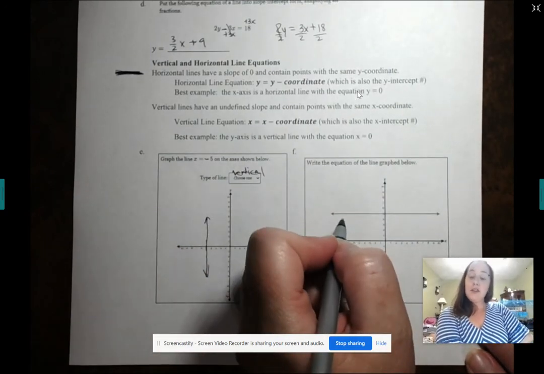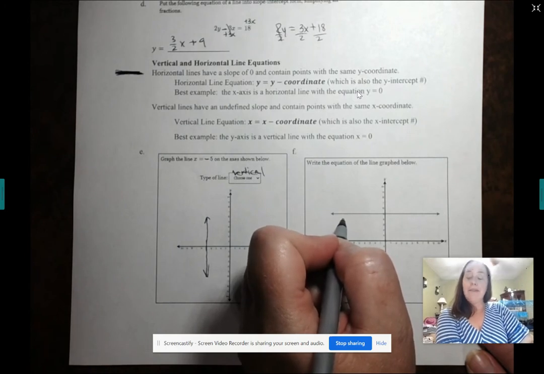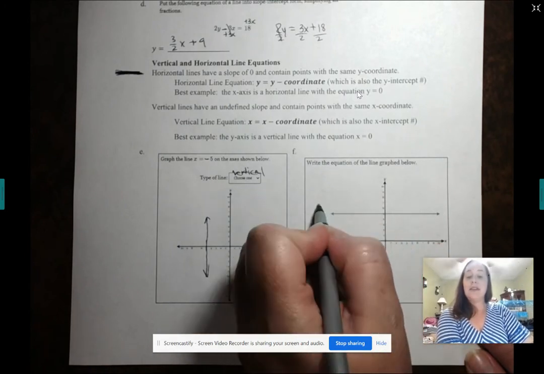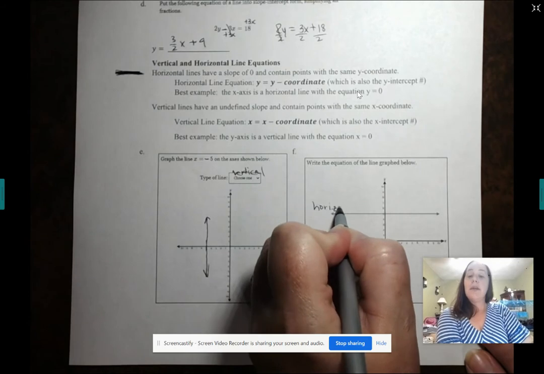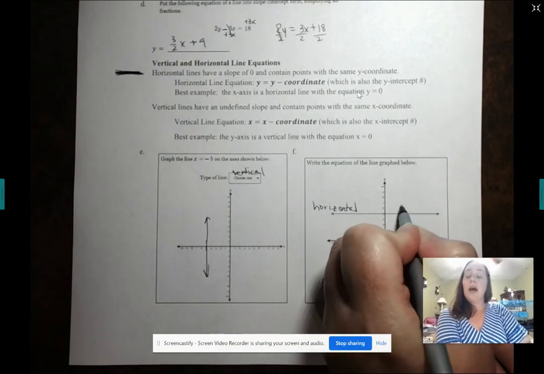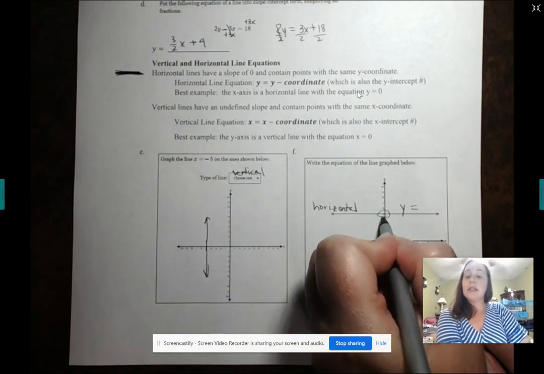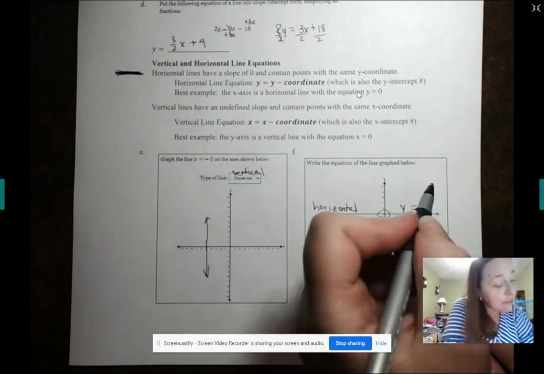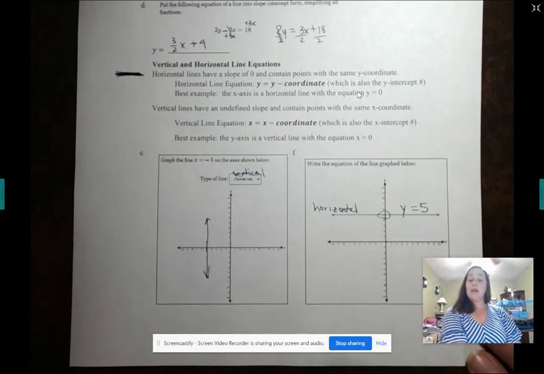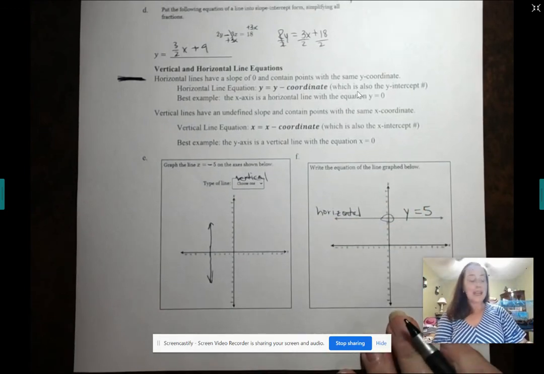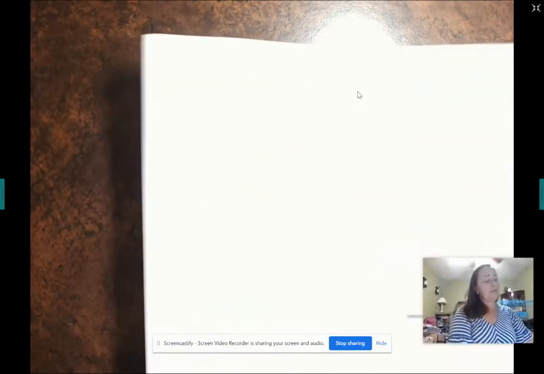Now, if they've already given you an equation or a graph, you need to look at what type it is. This is definitely horizontal. So that means my equation is going to be y equals, and you look at where it crosses the y-axis, which is +5. And that's your equation of that horizontal line. Done with that page. We're getting close to being done.